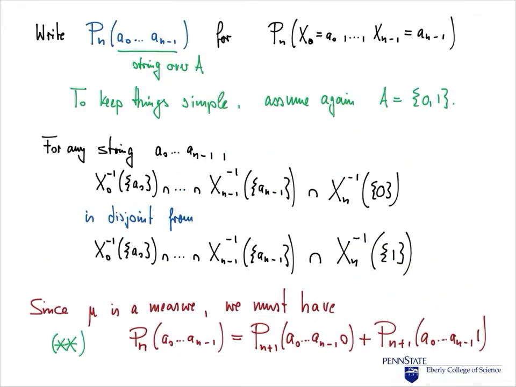And we use the notation p sub n of a0 up to a_{n-1} for this term here, just the probability that x0 is equal to a0, up to x_{n-1} is equal to a_{n-1}. And notice that this here is simply now a string over A. So what these p sub n are, they are probability distributions over the set A^n, right?